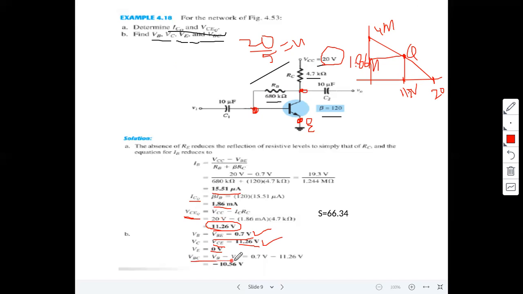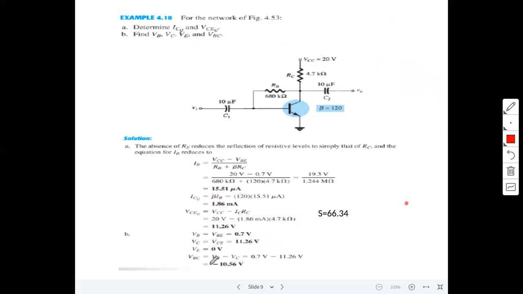Now what is VBC? The base to collector junction is reverse biased. VBC is nothing but VB minus VC. VB is equal to 0.7, VC is equal to 11.26, so VBC is around minus 10.56. That indicates the base to emitter junction is forward biased, but the base to collector junction is reverse biased. That means the amplifier configuration is in the active region, the forward active region, or simply active region.